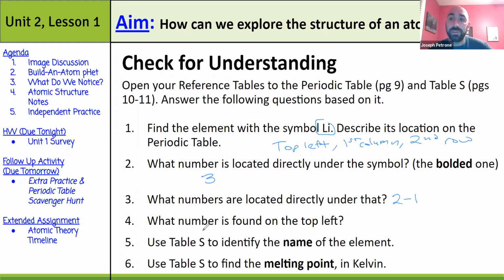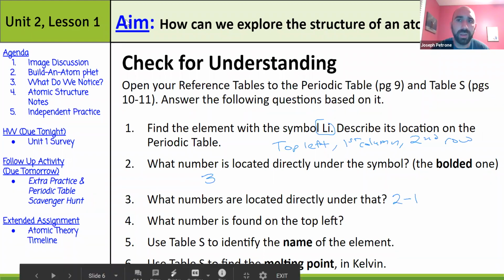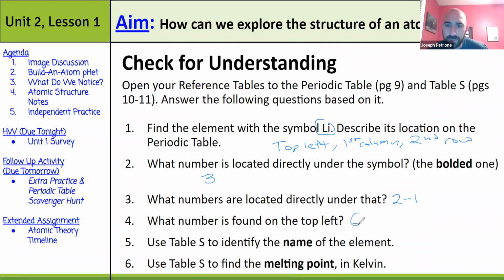What number is found in the top left? Sorry, I lost my pen. That was 6.941. I wanted you to identify the name of the element using Table S. You should be able to see that that is lithium. And then the melting point of lithium on Table S is 454 Kelvin. So take another look if you got any of these wrong, or if you need to double check your answers here. Okay.